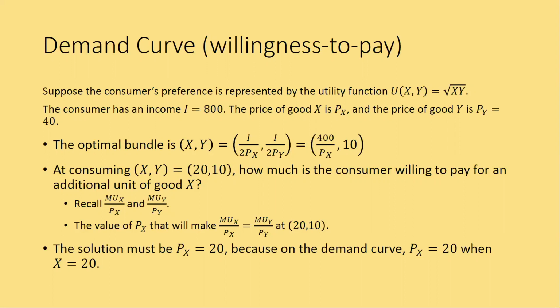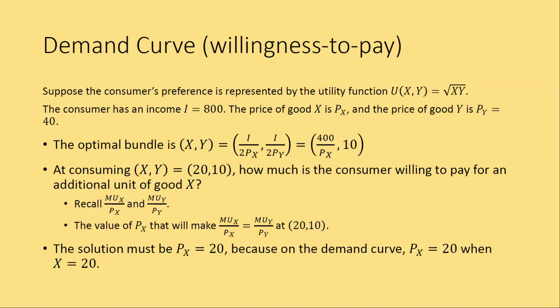Let's recall the two expressions, that is MUX divided by PX and MUY divided by PY. Previously we have been using these to determine if a point is an optimal point. Those two expressions tell us the additional utility the consumer would obtain if she spent an additional dollar on either good X or good Y. And only when those two are equal, the consumer cannot make herself better off, right?